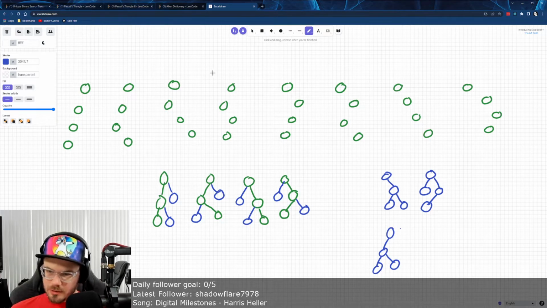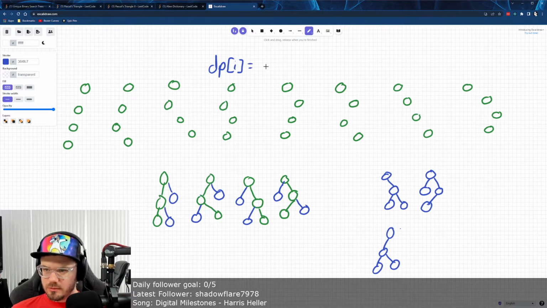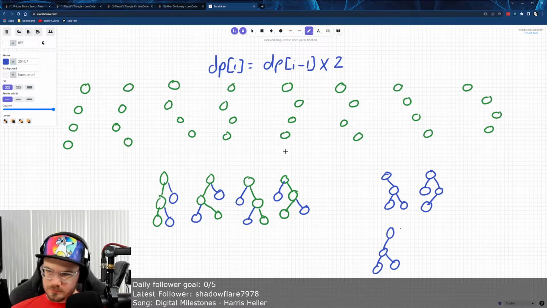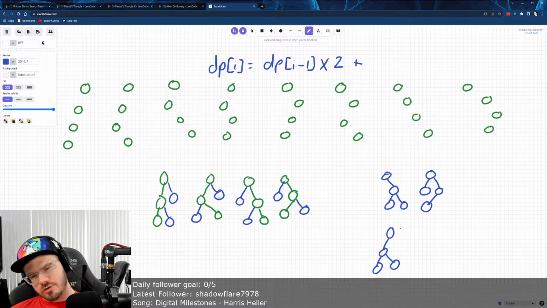So what are we looking at right now? So we know dp, let's get our formula being built here. dp of I is equal to dp of I minus 1 times 2 plus, here we have another 8. So this is, but in general, what is it though?